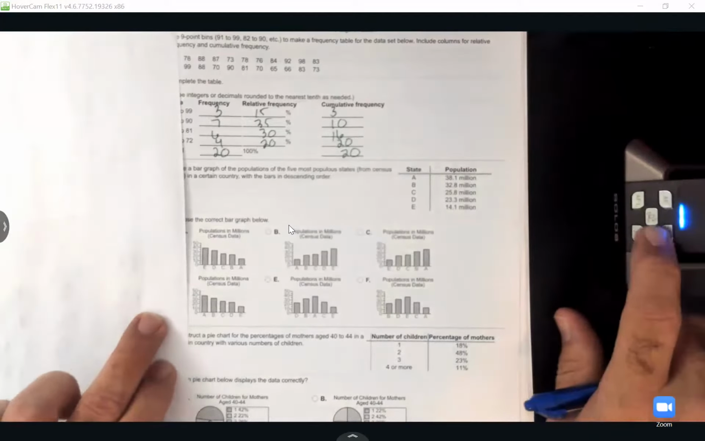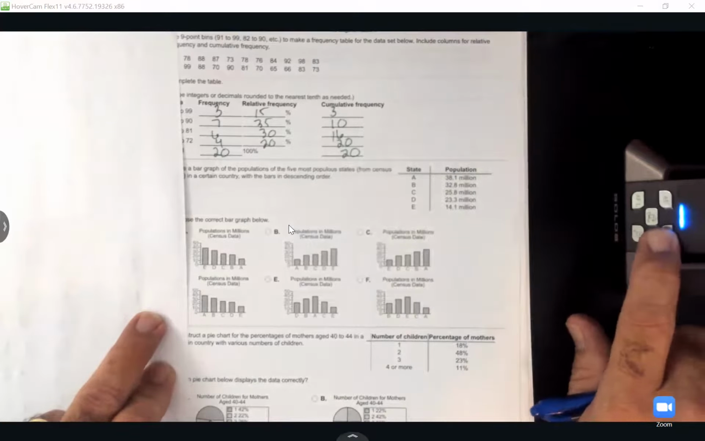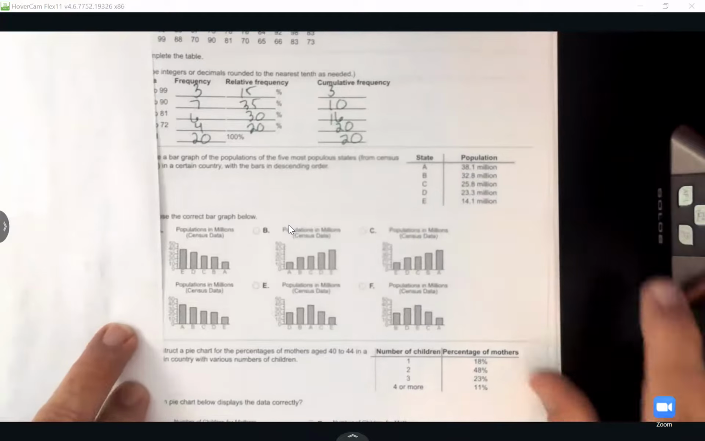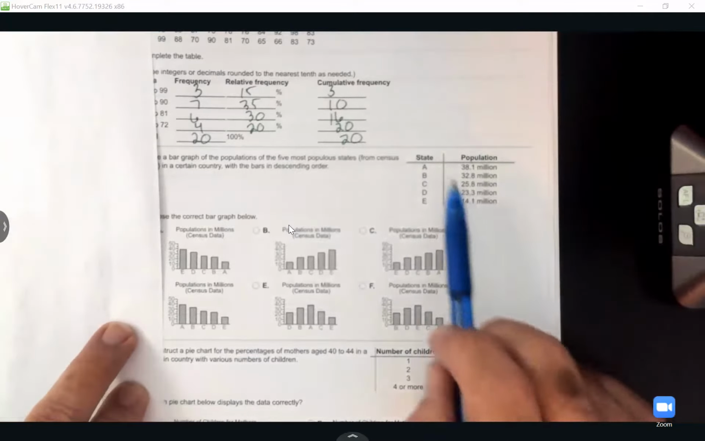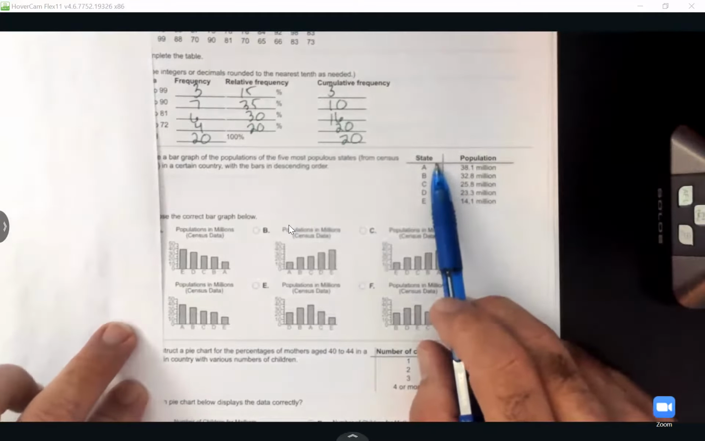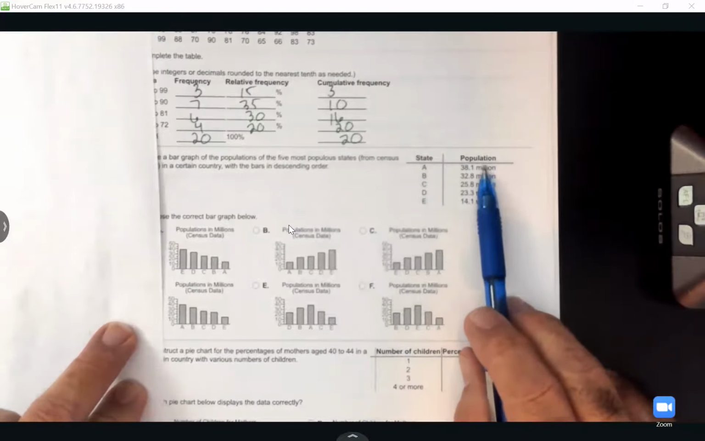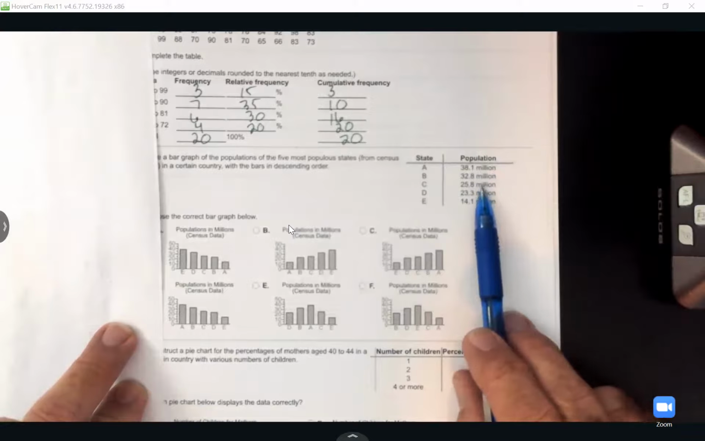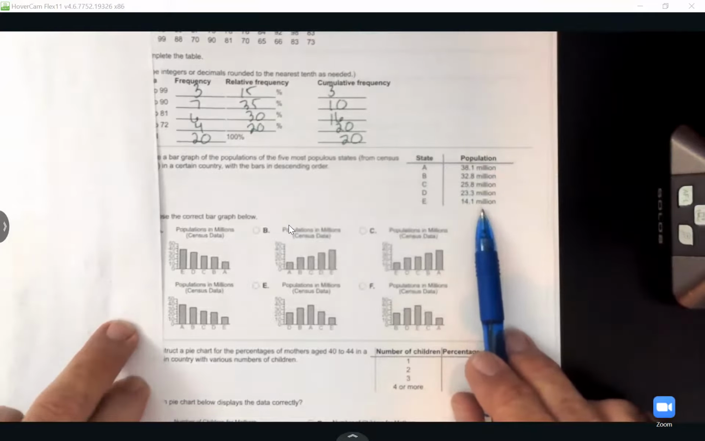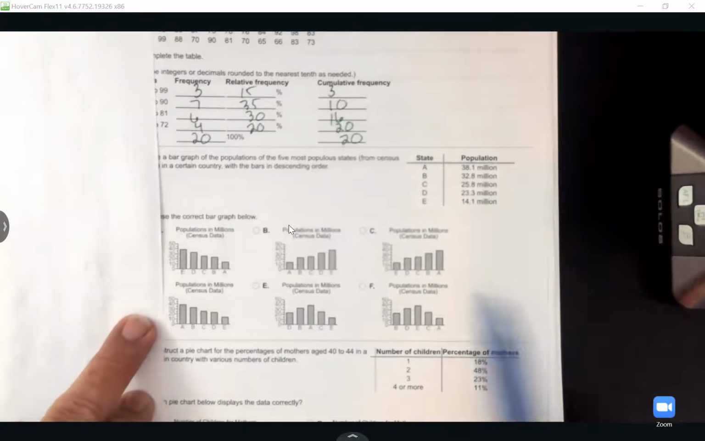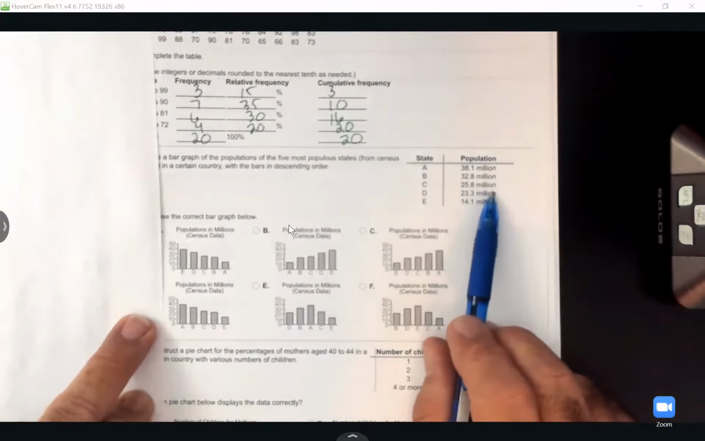Well, that's sort of hard to see. I'm going to try to zoom that in a little. So here they got states A, B, C, D, and E. And the populations to the right, 38.1, 32, 25, 23, and 14. So these were just different bar graphs, and they wanted you to pick which one represents this data.